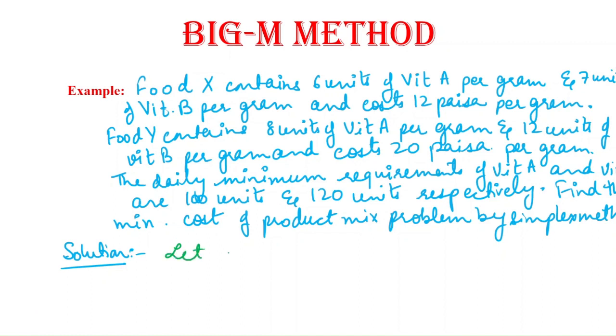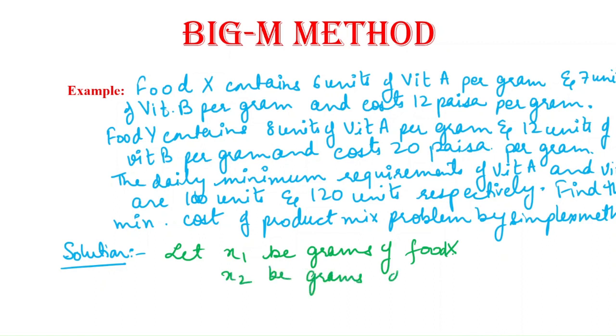So let X1 be the grams of food X and X2 be the grams of food Y that is purchased. So X1 and X2 have to be greater than equal to 0. That's the non-negativity constraints because they are in grams. So now here we'll be formulating our linear programming problem.